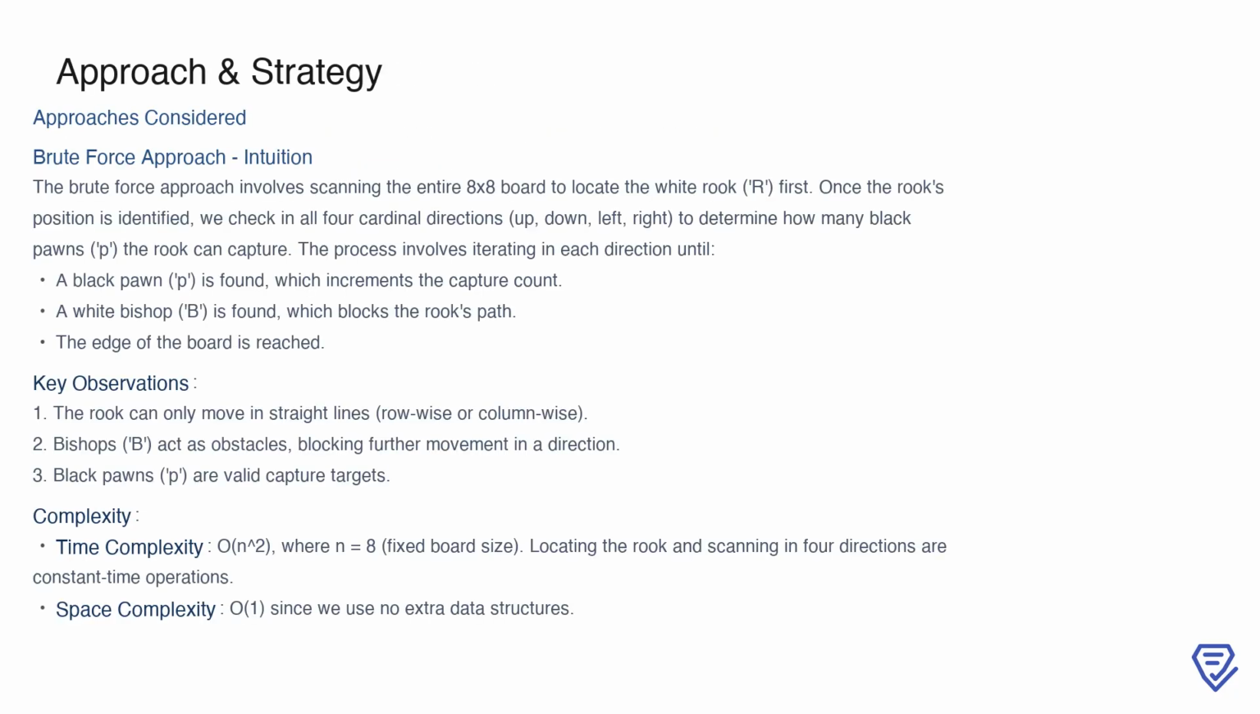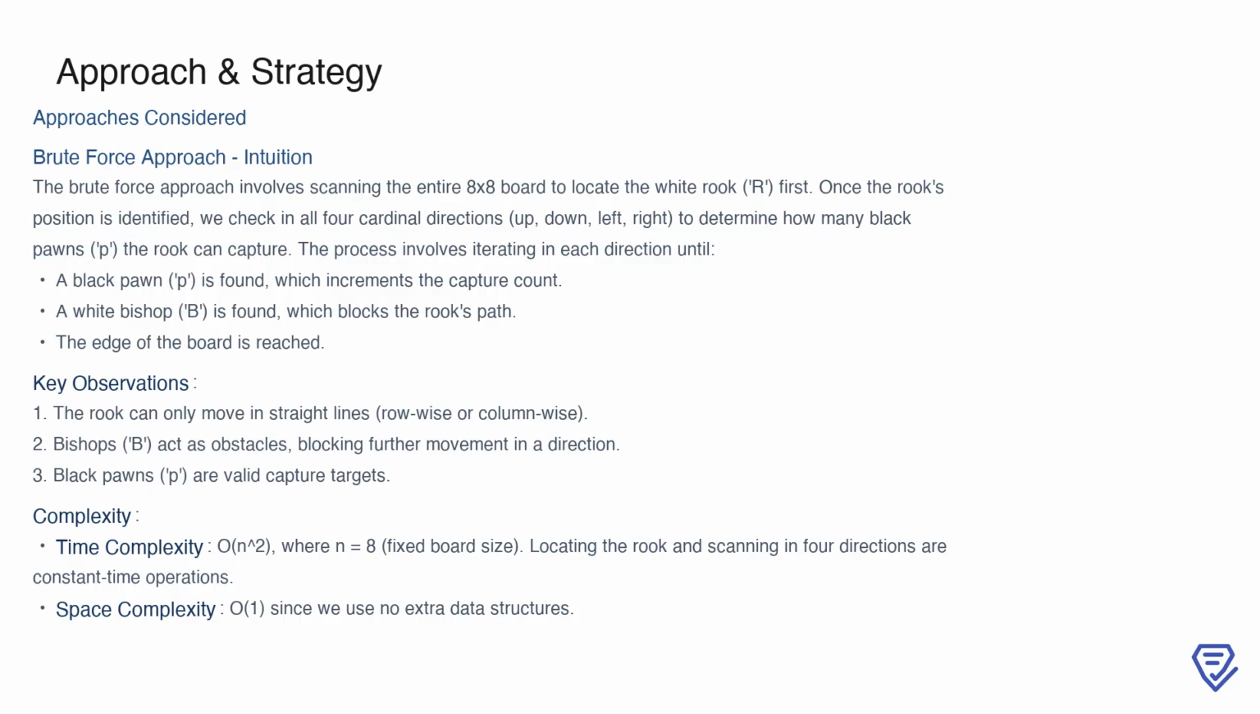To begin tackling this problem, one straightforward approach is the brute force method. Here, we start by scanning the entire 8x8 chessboard to first locate the position of the white rook, denoted as R. Once we know where the rook is, we evaluate its potential moves in all 4 cardinal directions: up, down, left, and right. While scanning in each direction, we carefully track what the rook encounters. If it finds a black pawn, represented as P, that pawn is a valid capture, and we increment our capture count. However, if the rook encounters a white bishop, labeled as B, it cannot move past it, as the bishop blocks further progress in that direction.